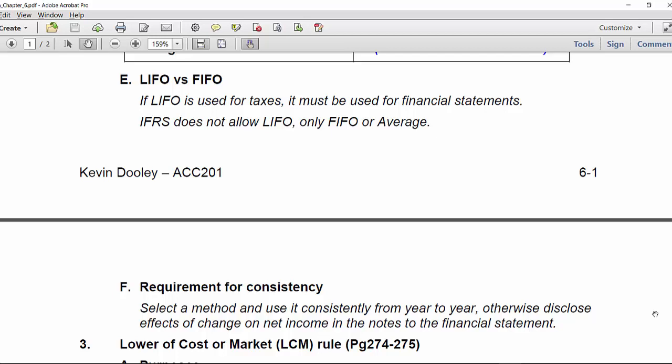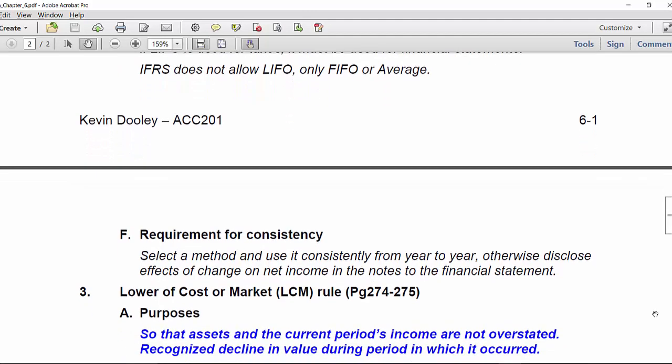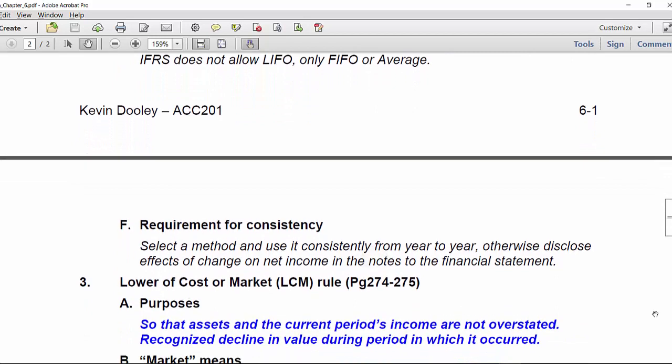and non-saleable. So we use something called the lower of cost or market rule at the end of any period to just double check and make sure that our assets are listed on our balance sheet at what they are really worth. So we don't want to have them overstated, and we don't want to have our income overstated, and we want to pick up any decline in value in our inventory during the period where it actually happened.